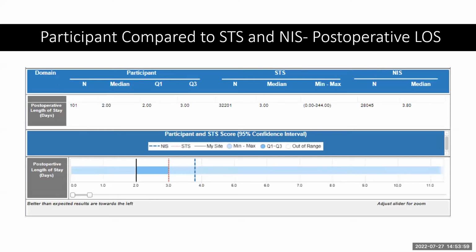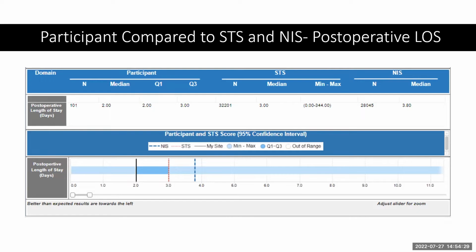Okay, so the next portion of this particular report is post-op length of stay. Again, you're going to see your N as the total number of cases, which is 101. The median, or the middle length of stay, is what we report on here. It's not the average. What that means is that, I mean, this is obvious, but the median means that half the scores are lower and half the scores are higher. So for this particular participant, their median was 2 days.